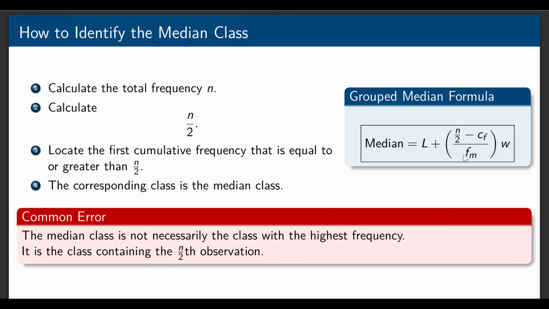This is a formula once again. To find the median class, find the total frequency, which is your N, divided by 2, and then locate the first cumulative frequency that is equal to or greater than the answer you get for N over 2. The corresponding class is the median class in that case. So the median class is not necessarily the class with the highest frequency. It's the class that contains the N over 2 observation.